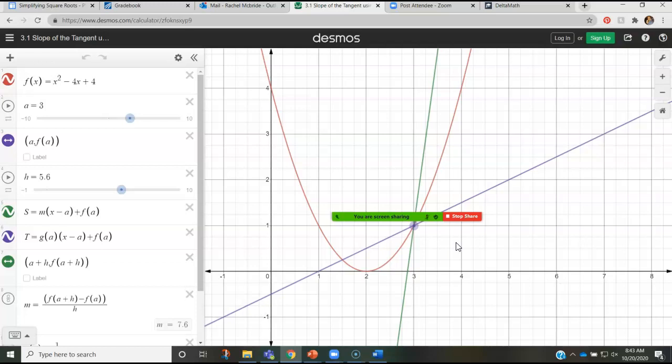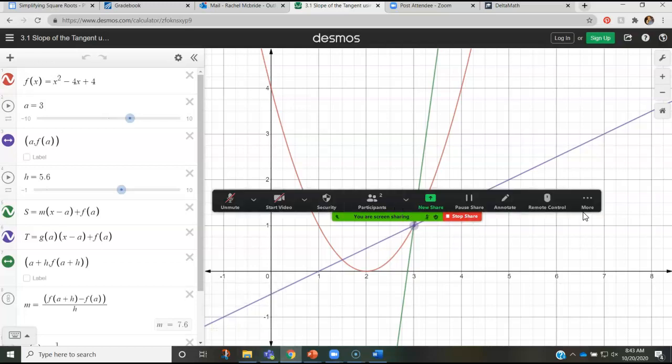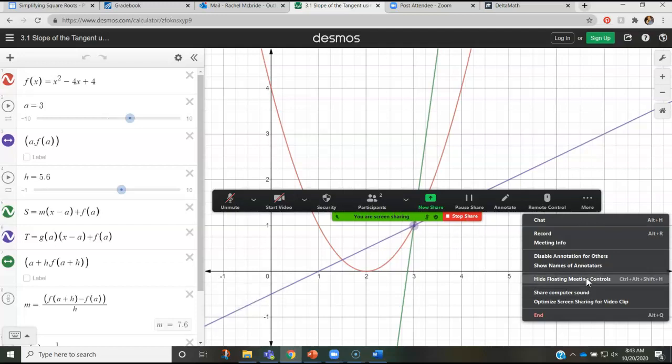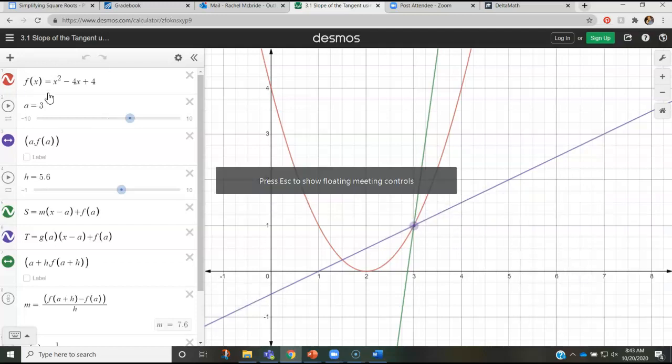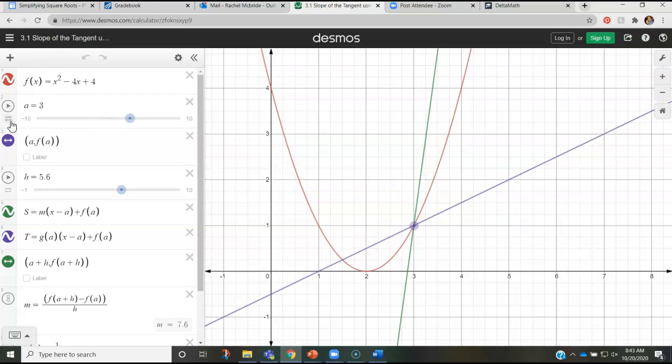So we have this graph, and it is representative of our function. And what we want to do is look at this graph and talk about, okay, what is happening? What are we looking for? And how can we kind of compute what we're talking about? So we have f of x equals x squared minus 4x plus 4. And then we have different values of a and h. As I move my h value, currently my h value is at 5.6.